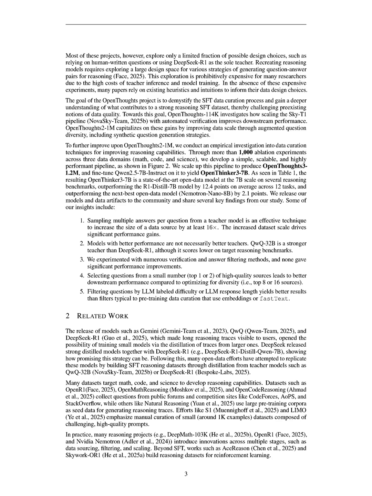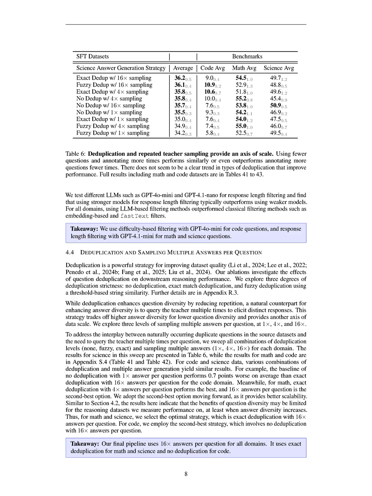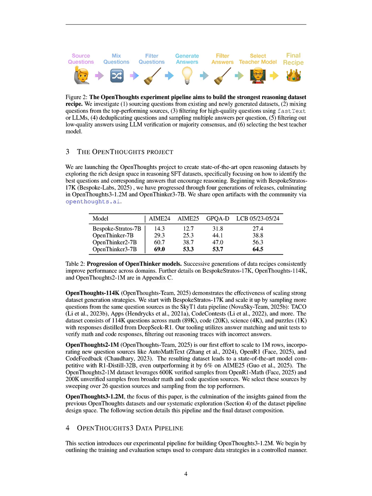Following this, the question filtering step employs techniques such as difficulty-based and response length filtering to select high-quality questions, which significantly improves dataset quality. Finally, the pipeline incorporates deduplication and sampling multiple answers per question, where deduplication reduces repetition and multiple answer sampling enhances answer diversity, ultimately leading to the construction of the openthoughts 3:1.2M dataset, which contains 1.2 million carefully curated question-answer pairs across math, code, and science domains.